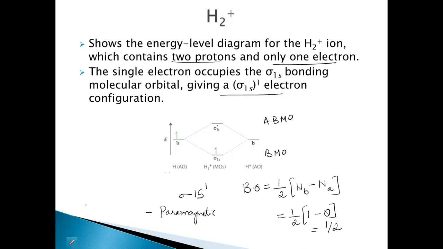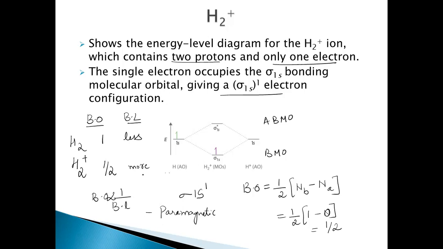When we compare the bond length of H2 and H2 plus, here the bond order is 1, here the bond order is half. So bond order is inversely proportional to the bond length, right? We have dealt with this in my previous video, where bond order is inversely proportional to the bond length. So the less the bond order, the more the bond length. Here this is way more and this is less. That's the bond length here. This is the bond order.